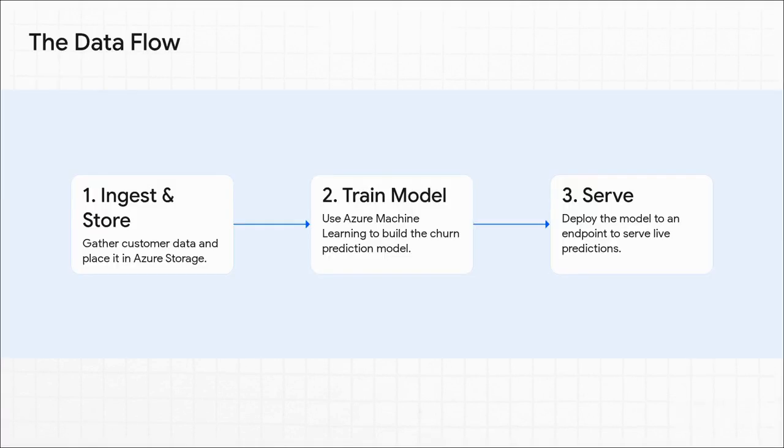So how does the data travel? First, we gather up all that customer info and store it, probably in a service like Azure Storage. From there, we pull it into our Azure Machine Learning workspace to train our custom churn prediction model. Once that model is built, it gets deployed to what's called a compute endpoint. You can think of this as the engine room where the model lives and does its job.